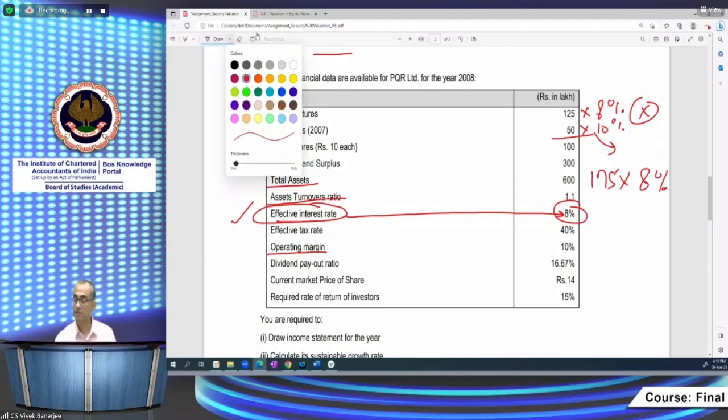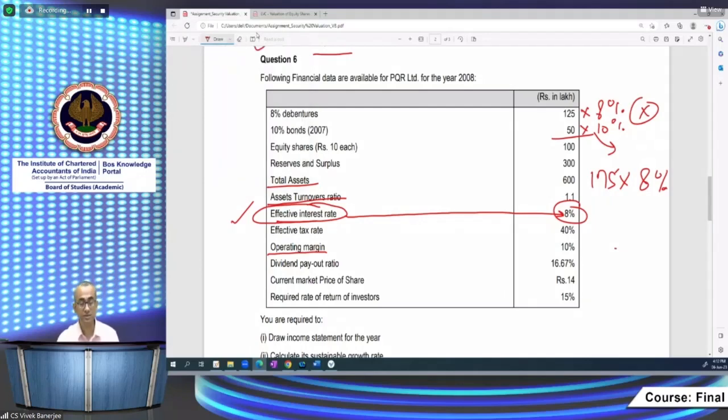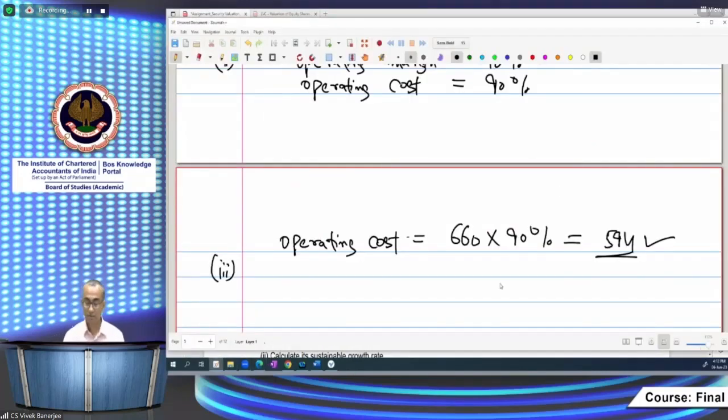Okay, clear. So if the effective interest rate is given in the question, then this interest has to be calculated at this rate only. And if the effective interest rate is not given, then the rate of interest can be calculated by a different interest rate. So the concept of effective interest rate was very important here. Now let us calculate the interest.